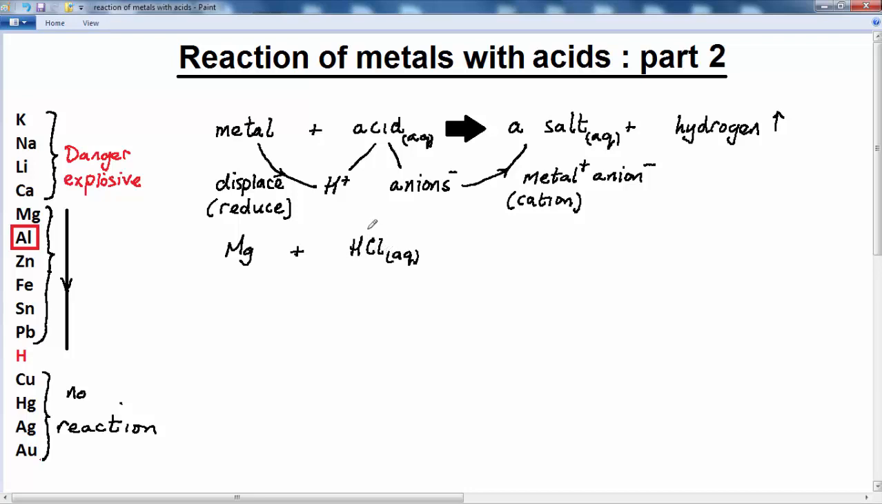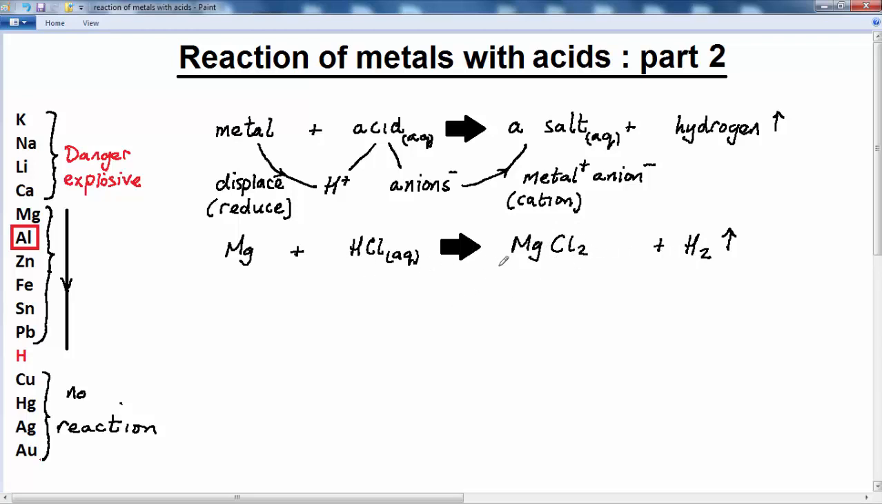That is a solution of positive hydrogen ions and, in this case, negative chlorine ions. The magnesium will reduce the hydrogen ions into hydrogen atoms and then into hydrogen gas, and that's going to leave us with a solution of magnesium chloride. Magnesium has an oxidation number of +2, chlorine -1, so that's going to be MgCl2.